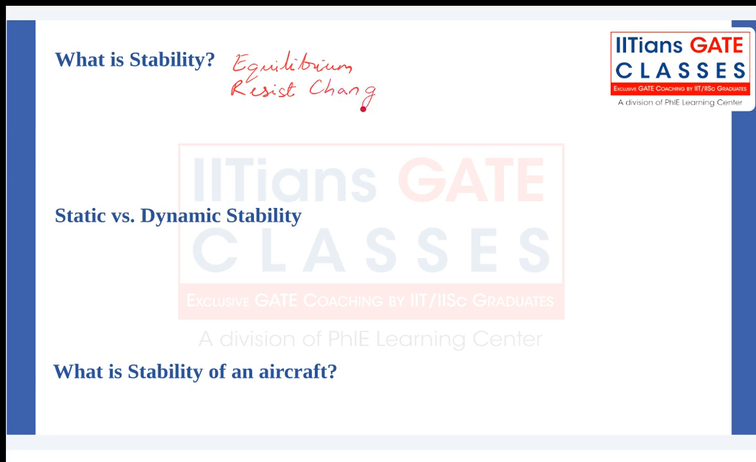Resist change. All right. So if, say, just a block is resting on a surface and it has an ability to resist any external force acting on it, it is the stability. So the tendency to resist any change, the tendency to resist any disturbance. That is the basic idea of stability. One of the typical examples that all stability control courses begin with, I'll also take up the same example.